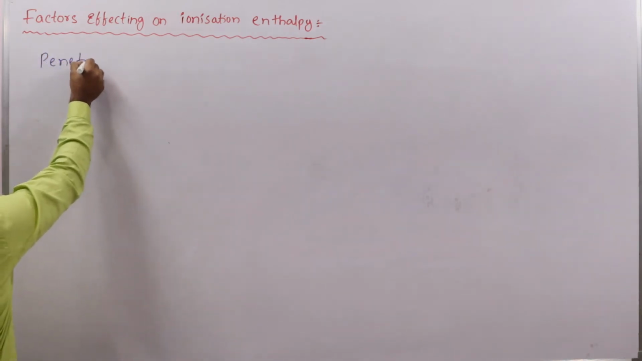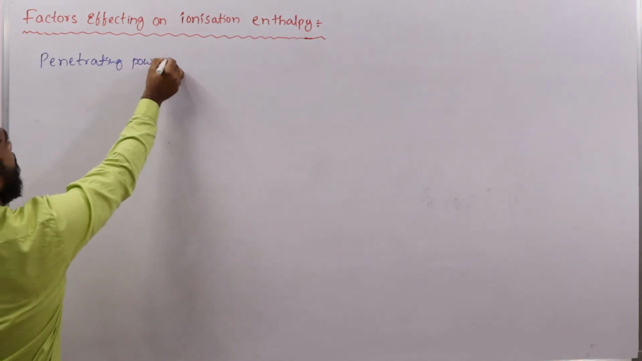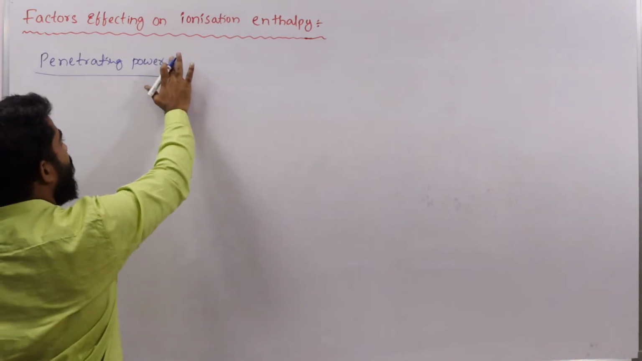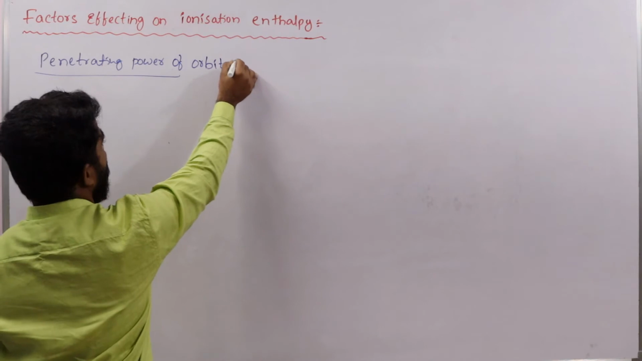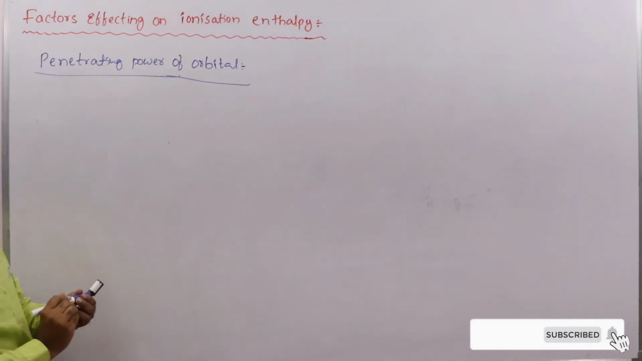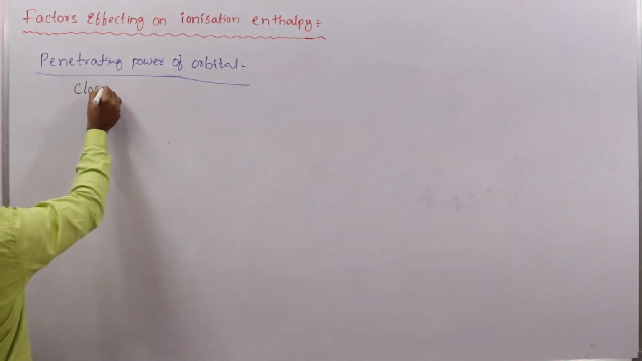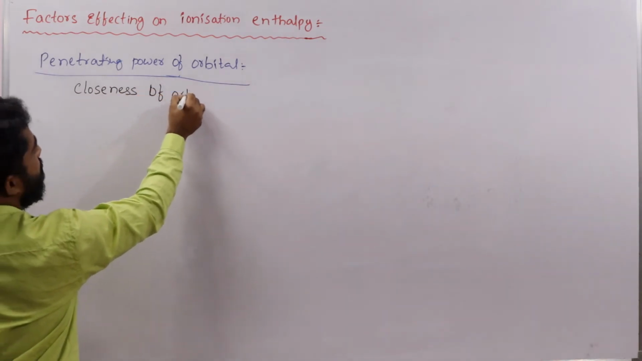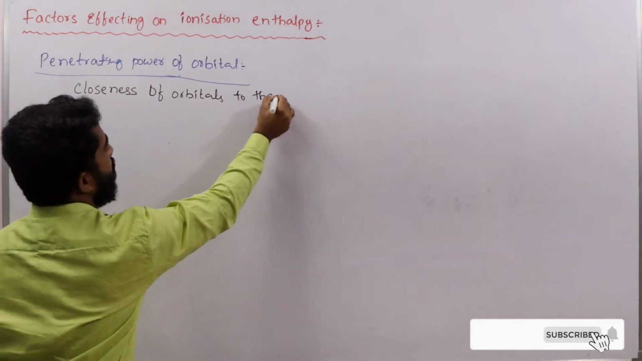Penetrating power means closeness to the nucleus. The penetrating power of orbitals is nothing but the closeness of orbitals to the nucleus.